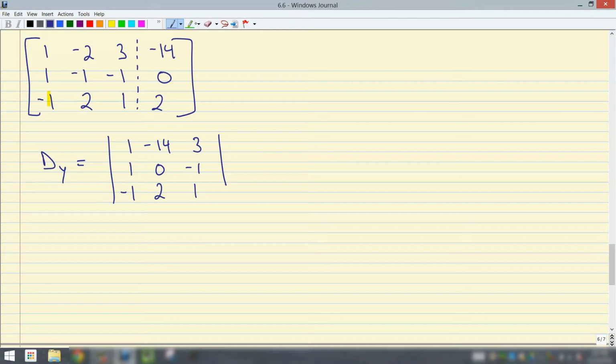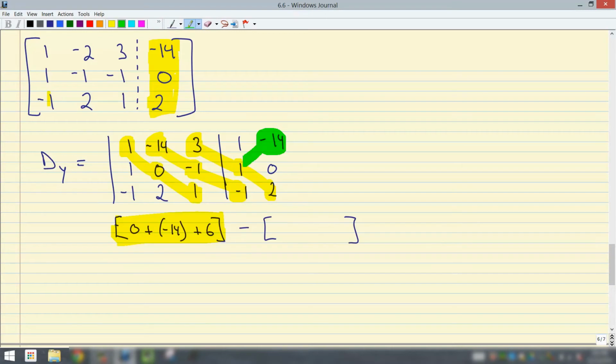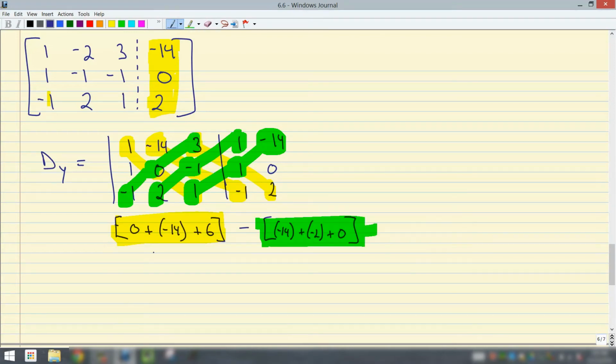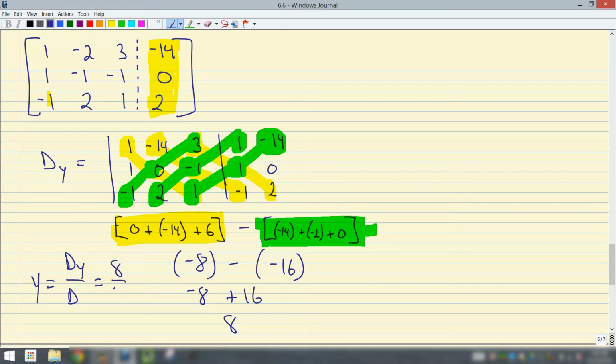D sub y, so that will be the matrix 1, 1, negative 1, negative 14, 0, 2, 3, negative 1, 1. And it's important to note that we replaced the y column with the constant column. So let's find the determinant. We're going to put a 1, 1, negative 1, negative 14, 0, and 2. 1 times 0 times 1, negative 14 times negative 1 times 1, 3 times 1 times 2. Negative 14, 1, 1, 1, negative 1, 2, 3, 0, negative 1. That's an 8. So your y-coordinate is equal to D sub y over D, which is 8 over 4, which is 2.